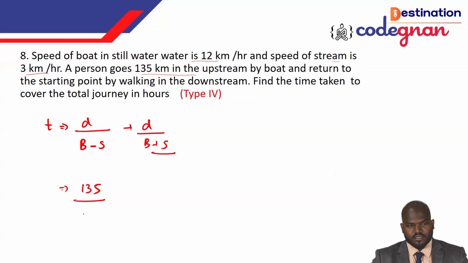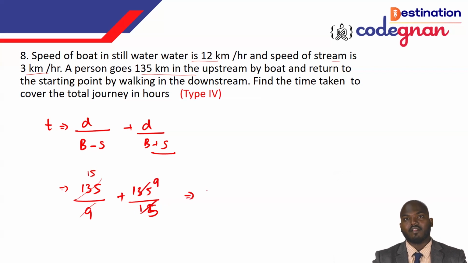b minus s means 12 minus 3. You can call it as what? 9. And 135 over 12 plus 3, that is 15, right? If you keep it up, that value will come here, and 135, 135. You see this one? 135 over 9 will give you the value 15, and 135 over 15 will give you the value 9 if you cancel. So if you add both of the values, it will give you 24 hours. So the answer you will get here is 24 hours.